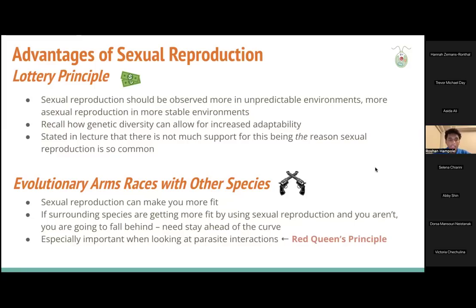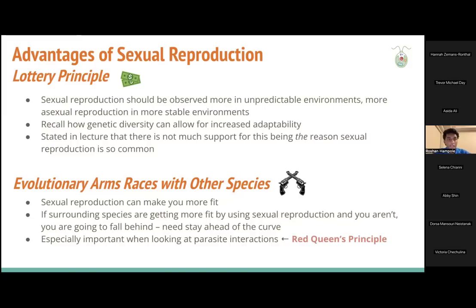We talked about how sexual reproduction can make offspring more fit than their parents. If surrounding species are getting more fit by using sexual reproduction and you aren't, you are going to fall behind, and you need to stay ahead of the curve. If all the animals around you are using sexual reproduction, getting more fit, and evolving, and you're just staying there using asexual reproduction, your fitness is going to fall behind all your other competitors in your environment. Okay, that's the big idea here.